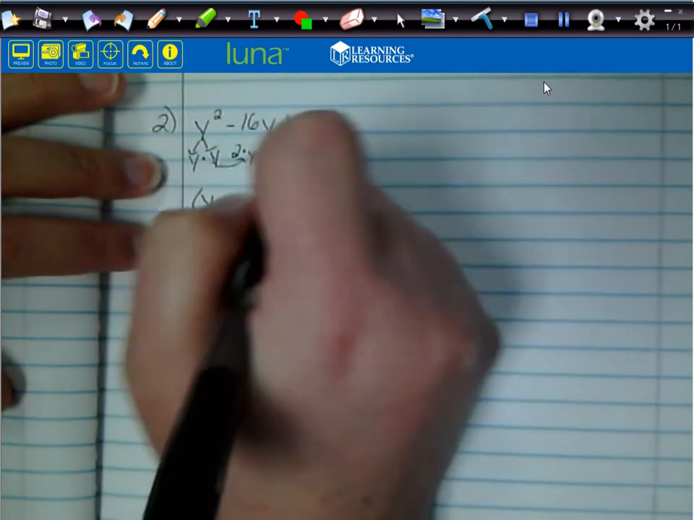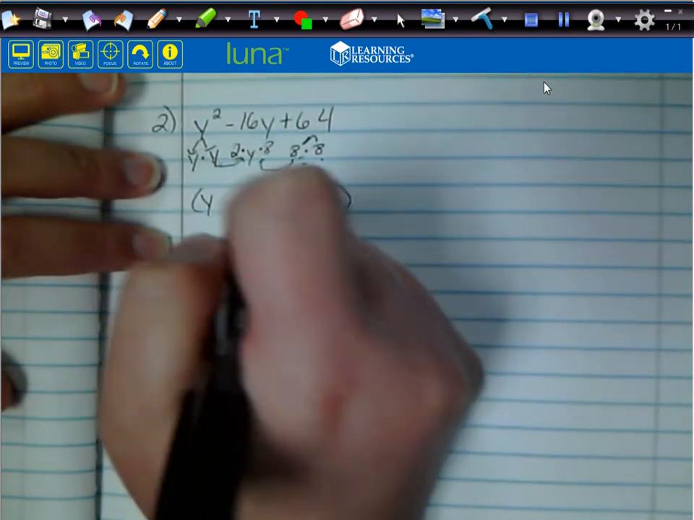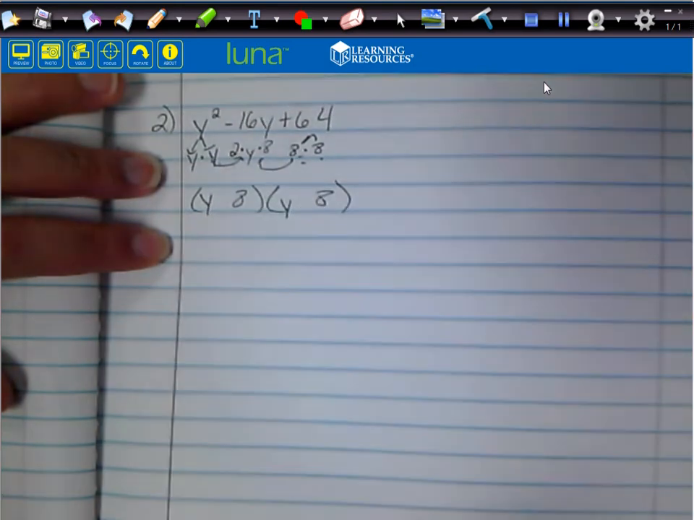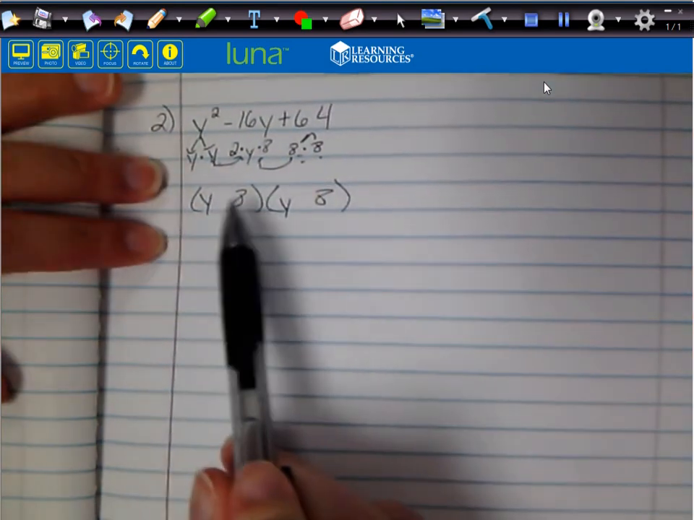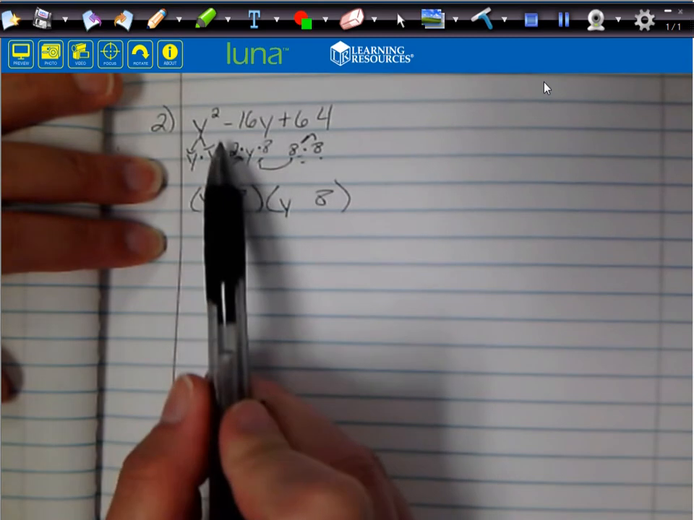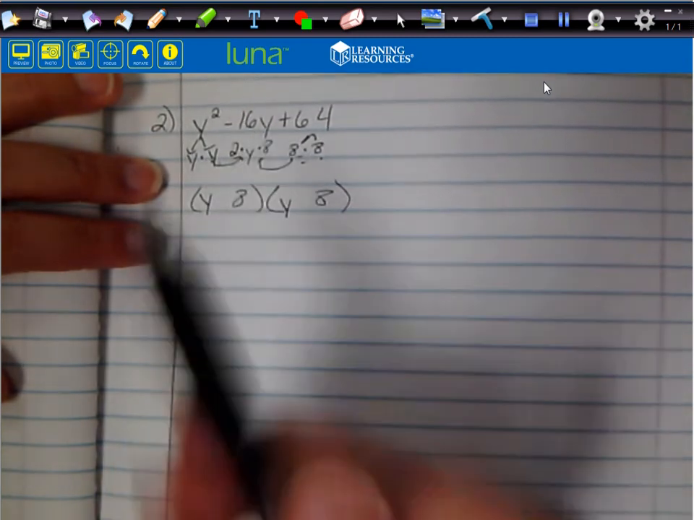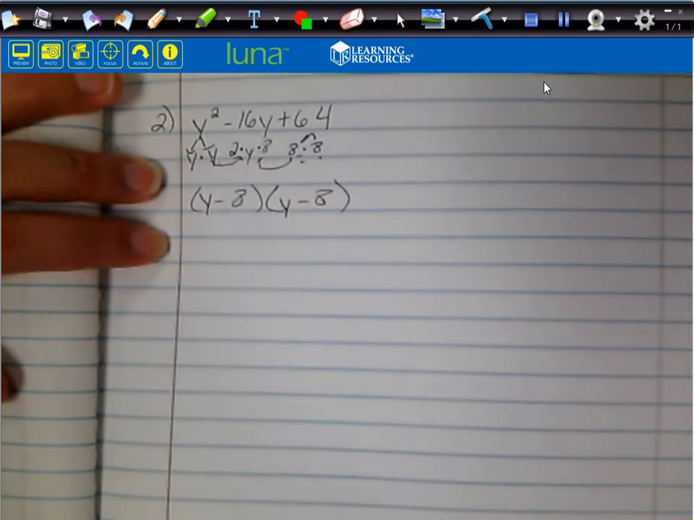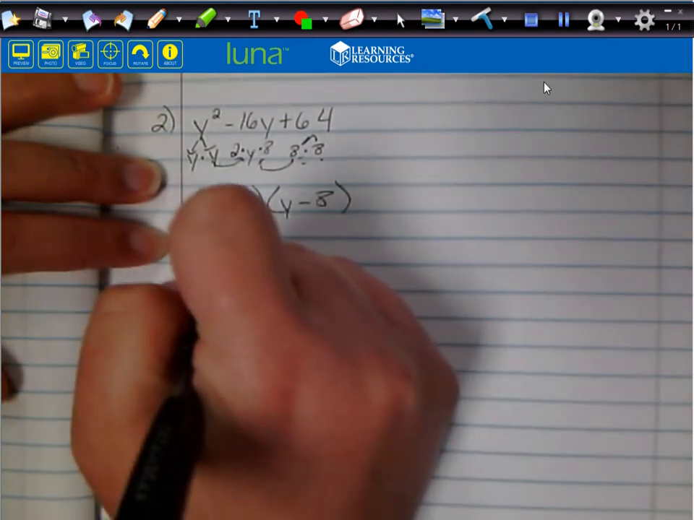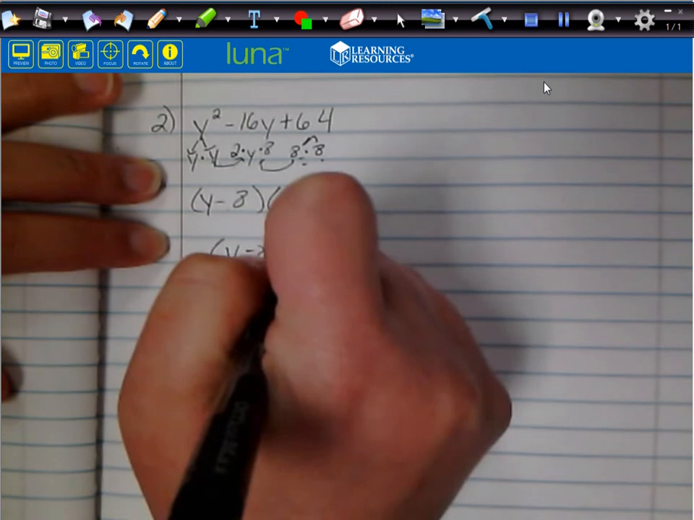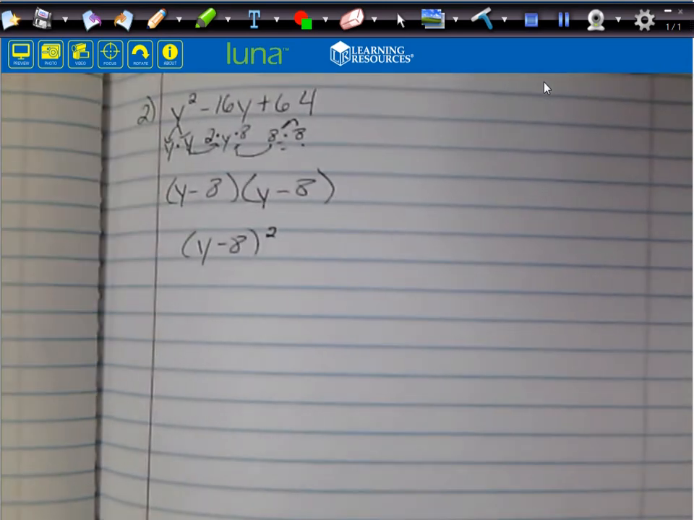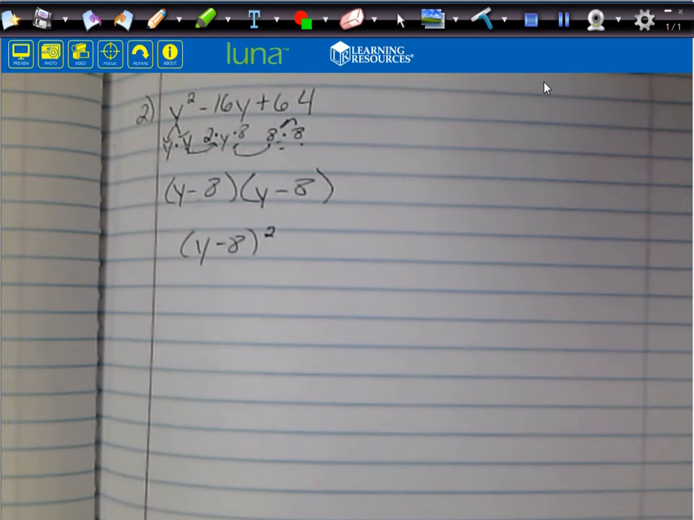So we're going to say y and y, and then our 8 and 8. And then we need to determine whether it's going to be plus, plus, or minus, minus. So again, we look at this very first sign, and it's a negative or a minus. So it's going to be y minus 8 and y minus 8. Or we write it as y minus 8 squared. Make sure you have all of that work written before you move on. And again, we're not going to check this one because hopefully you can check it yourself if you would like to do that.